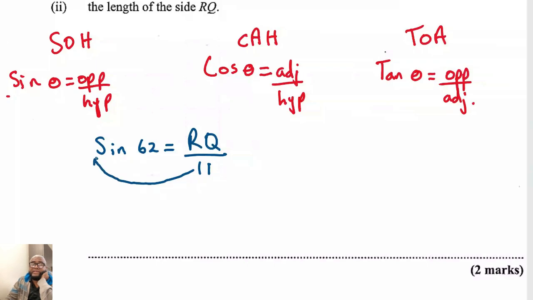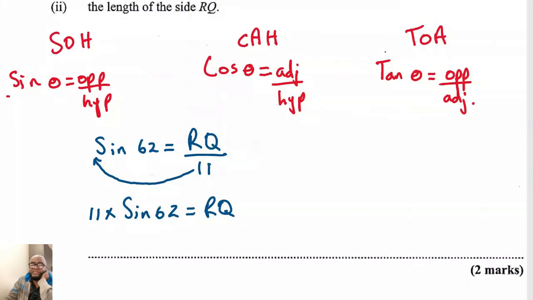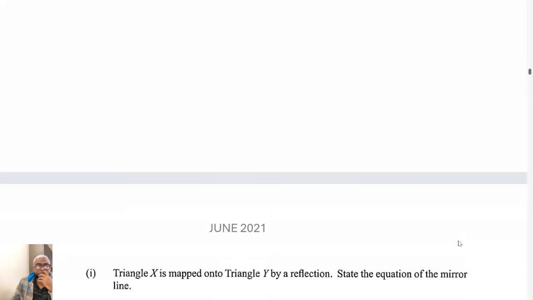How are we solving this? Multiply. 11 multiplied by sine 62 is equal to RQ. Make sure your calculator is on degrees. Make sure it's in DG or D on top. And tell me what RQ is. 9.7. 9.7 flat. Give it to 2 decimal places. 9.71. And this is in centimeters.